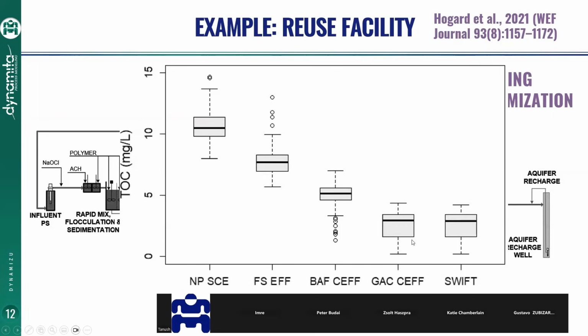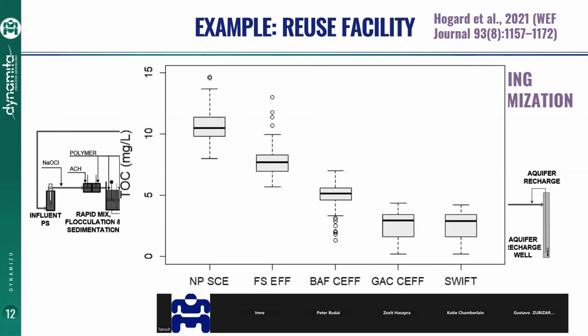GAC and so on. So GAC is ultimately the barrier which prevents TOC from going out, right? Because it absorbs organic carbon. But its operation can also depend on the carbon load which is flowing through the system, right? If you have a lot more carbon coming in, if you don't have your sedimentation tank performing properly, then of course GAC will be impacted.